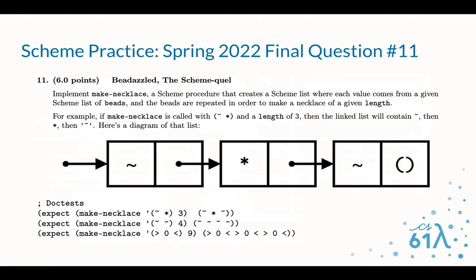The first one we're going over is from last spring. It's called Bedazzled. In this problem, we're implementing a Scheme procedure which takes in a Scheme list that has a bunch of beads, and takes in a given length, and should return a list that creates a necklace with these beads of the given length. In this first doctest, the beads we entered are a curly hyphen and a star, and we want the length of the returned list to be 3. So we have a curly, then a star, and then another curly, and the length is now 3. So we just return that list.